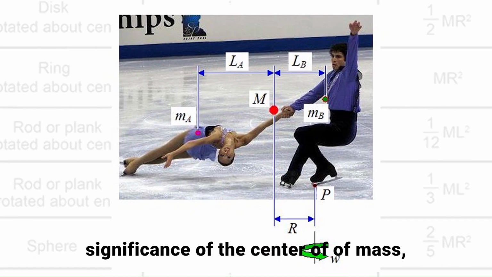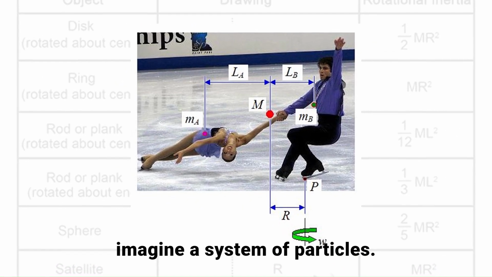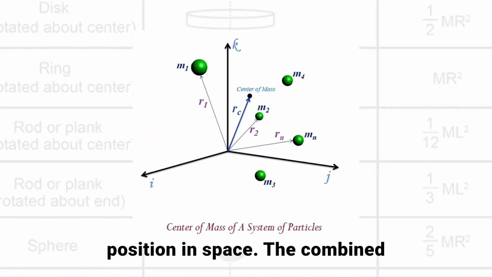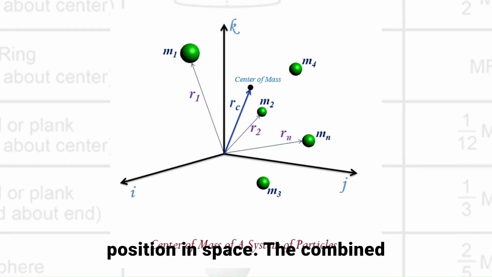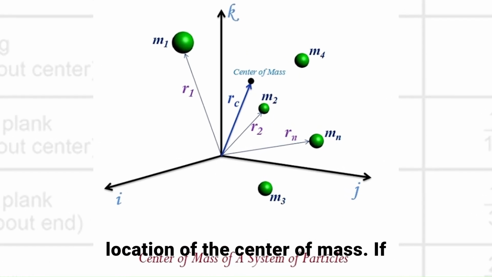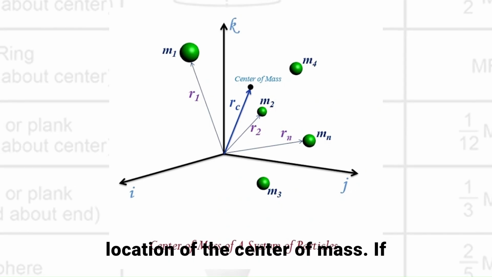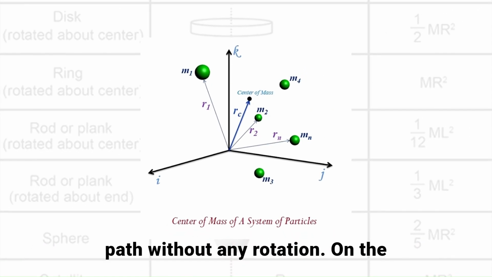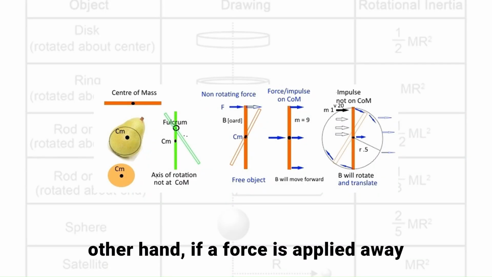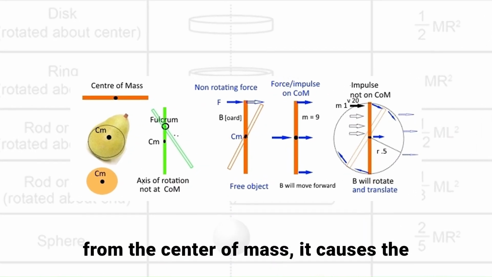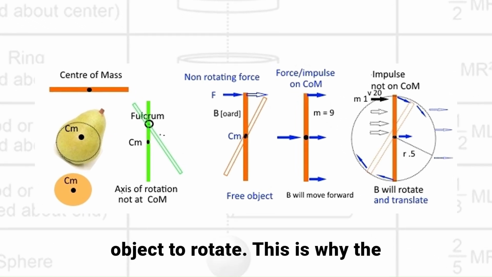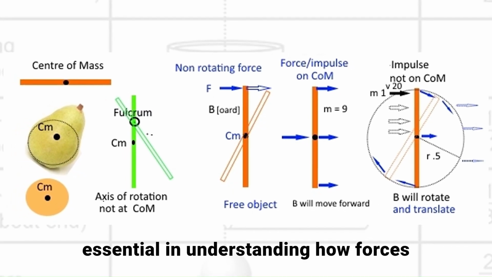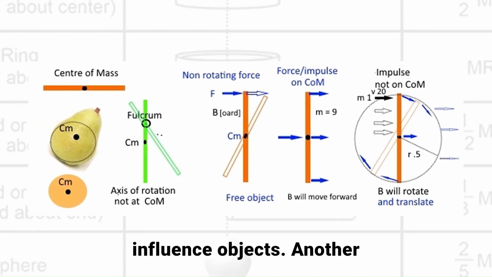To understand the significance of the center of mass, imagine a system of particles. Each particle has a mass and occupies a position in space. The combined effect of these particles determines the location of the center of mass. If a force is applied at this specific point, the object moves in a straight path without any rotation. On the other hand, if a force is applied away from the center of mass, it causes the object to rotate. This is why the concept of the center of mass is essential in understanding how forces influence objects.